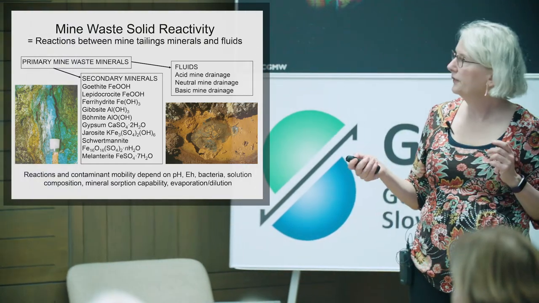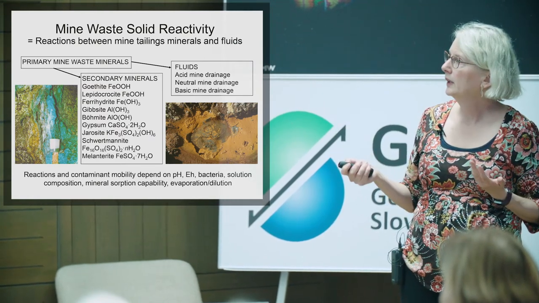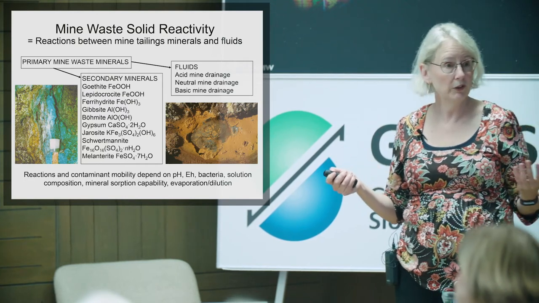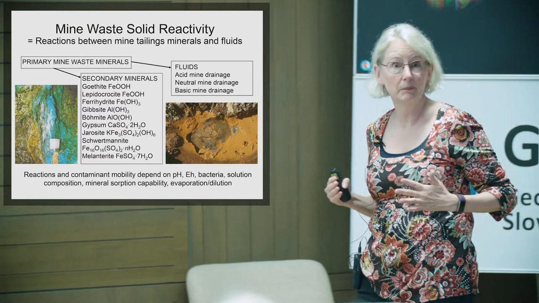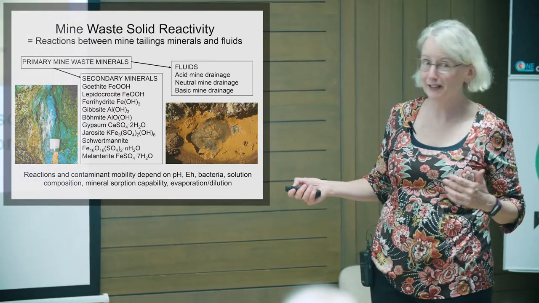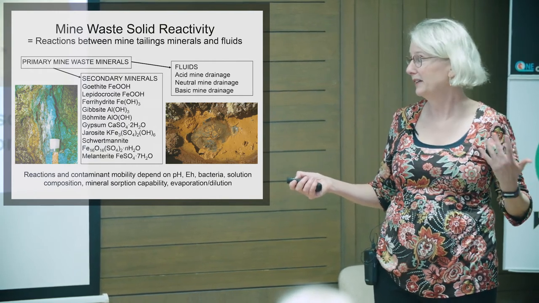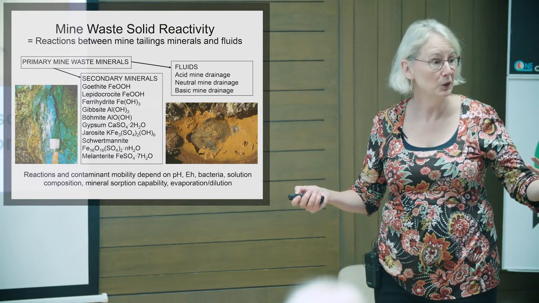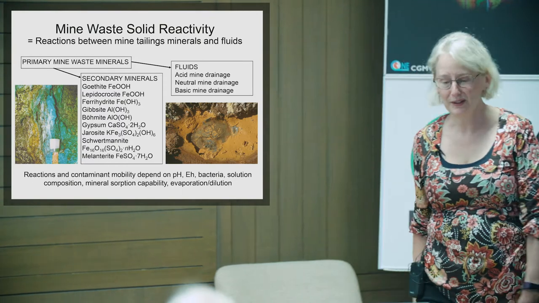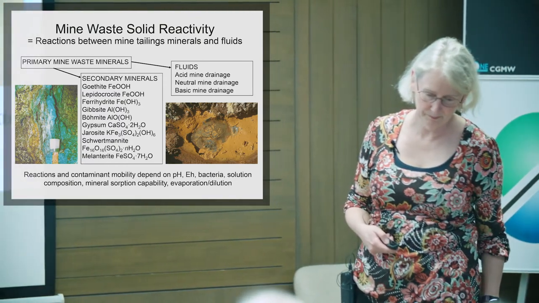Ultimately, we're trying to understand these reactions. What are the mine tailings doing in the environment with the fluids? We have primary minerals, they go to fluids, and they go to secondary minerals. We want to know how: what is the mechanism, what is the reason? It's difficult because there are all sorts of factors that can affect these things: pH, the redox, bacteria, the solution, whether the mineral can sorb things, and whether evaporation is taking place. So it's complicated, but it makes it really fun. It's like a puzzle. It's like being Sherlock Holmes all the time.